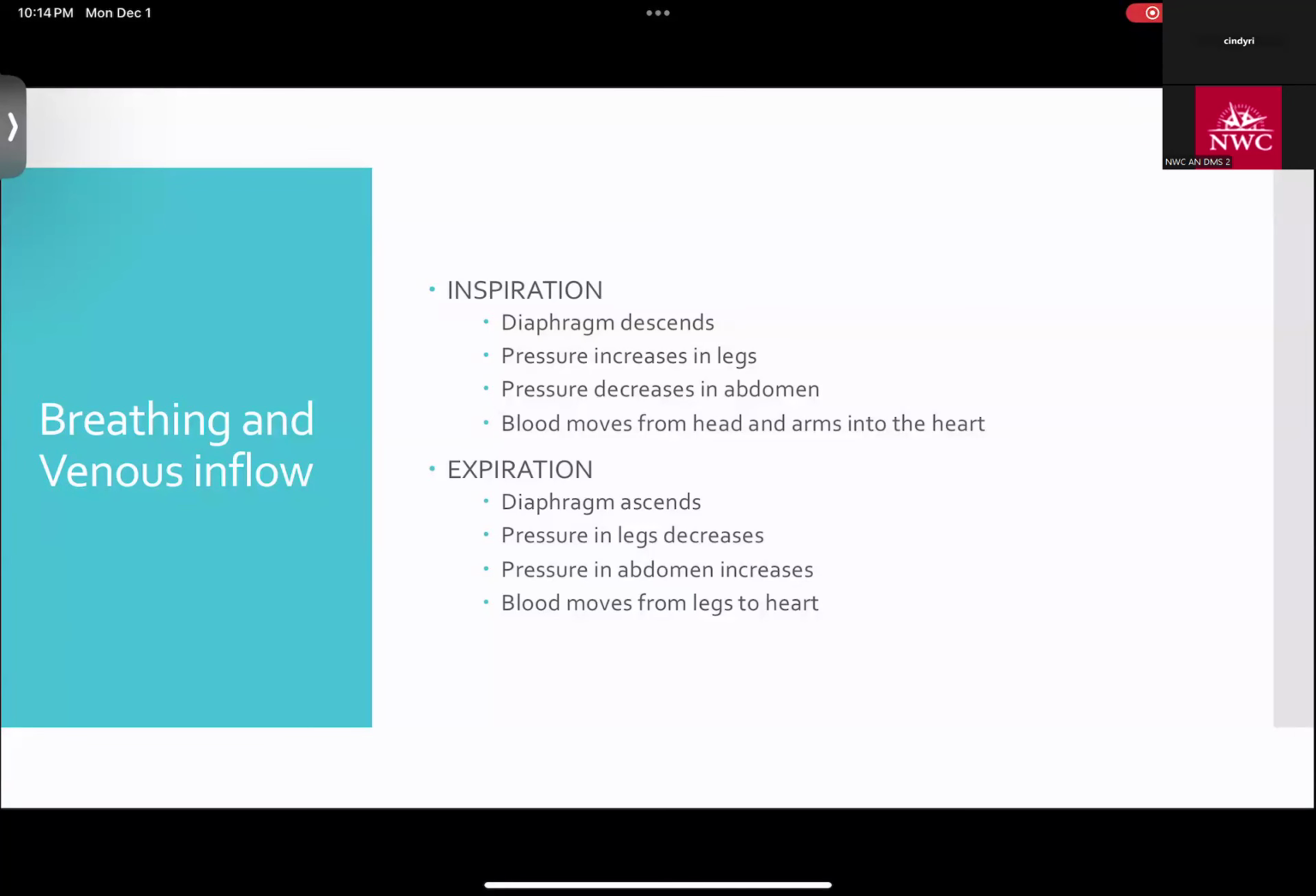Moving on, it's also important to understand for the ARDMS SPI examination how breathing affects venous inflow. Here I have organized what happens to the various parts and pressures of your body during inspiration and during expiration. During inspiration, when you're taking a breath in, your diaphragm descends, it moves downward. That means there's an increase in pressure in the legs, pressure decreases in the abdomen, and blood moves from the head into the heart.